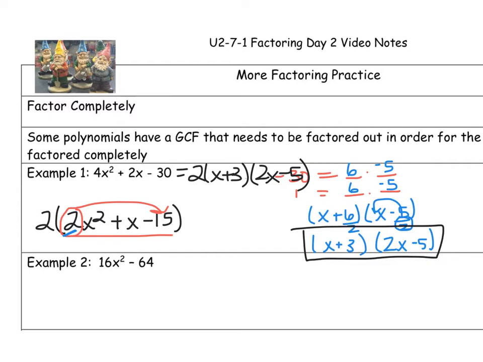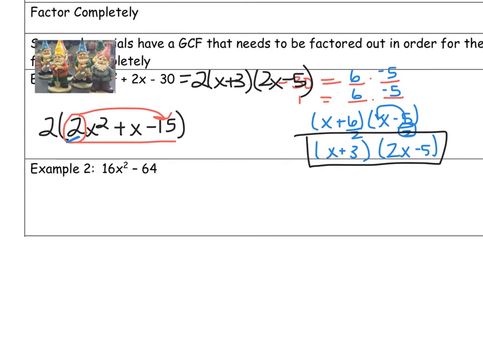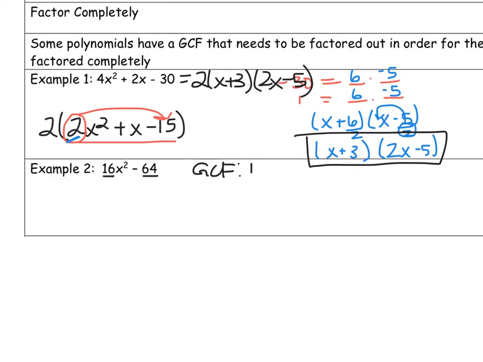2x minus 5. Okay, in example number 2, it looks like we have the difference of 2 squares, and we do, so there's actually 2 ways to do this. Let me get rid of my little gnome guys right there. Okay, so we have to find the GCF of 16 and 64, and the GCF is 16.